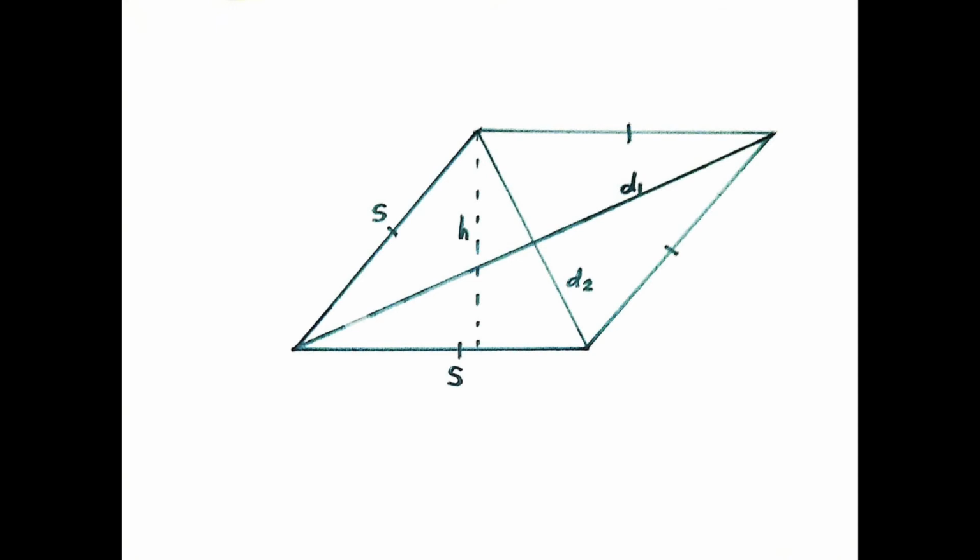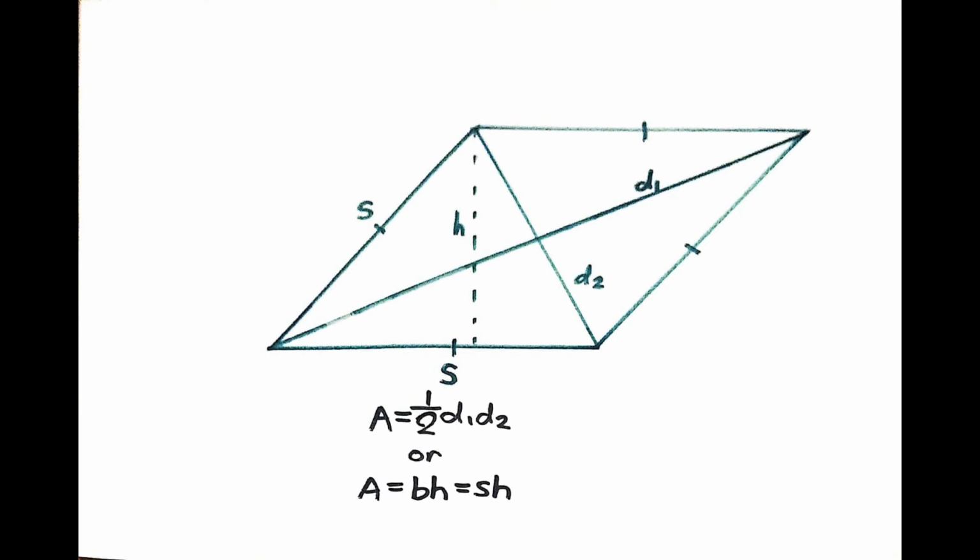Because the opposite sides are parallel, we can calculate the area of the rhombus the same way that we calculated the area of the parallelogram, using the base times the height. But because each side is congruent length, a rhombus is actually a type of kite as well. So we can calculate it with the diagonals like we did with a kite.